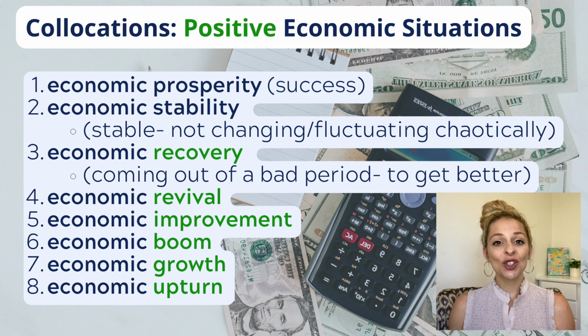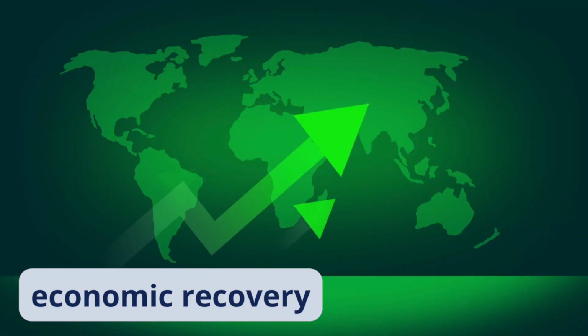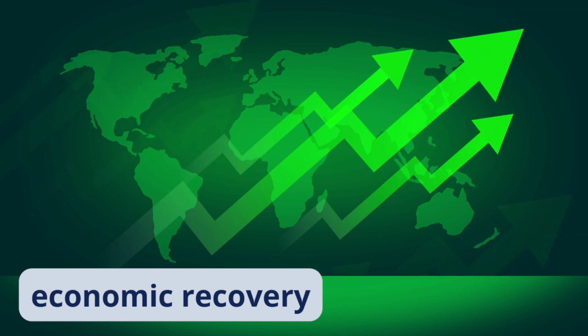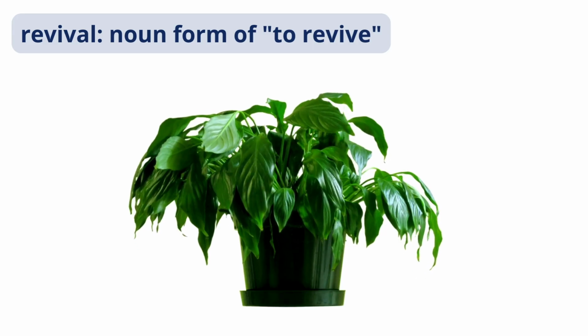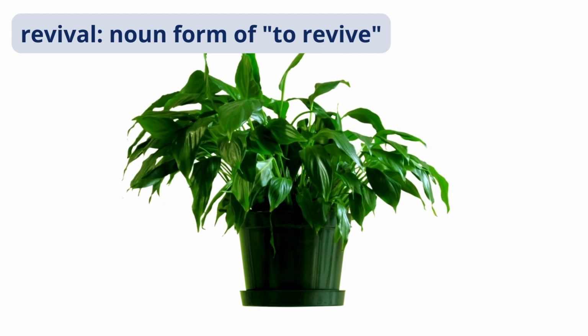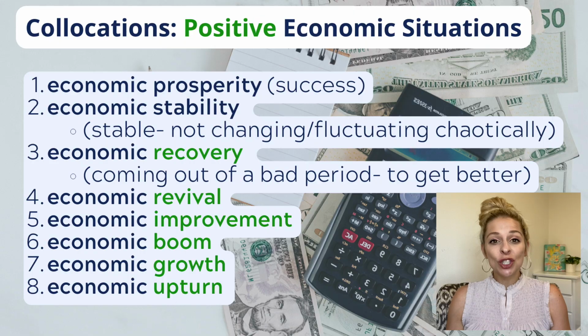So word number 3 is economic recovery. Recovery is the noun form of the verb to recover, which means to get better. This means that your economy was bad, but it is now recovering or getting better. Economic recovery. We also have economic revival, and revival is the noun form of the verb to revive. To revive something means to bring it back to life. So an economic revival is when the economy gets better after being dead. Economic improvement. Improvement is the noun form of the verb to improve, which again means to get better.